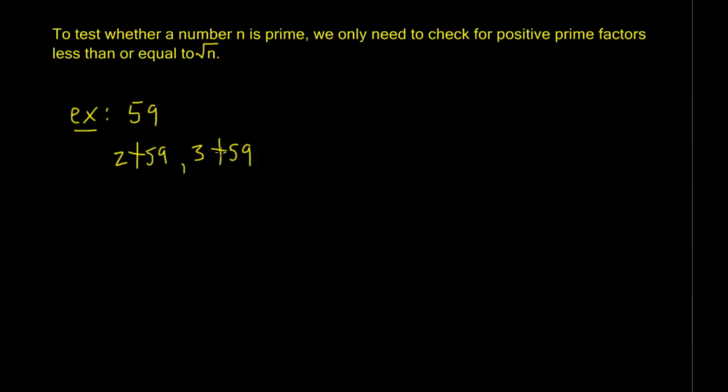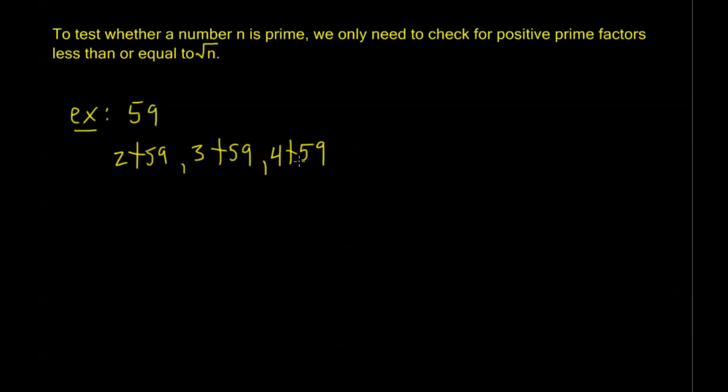And I know that because if 3 divided it, then 9 plus 5 would be divisible by 3. Hopefully you all know that trick. If you add all the digits of a number together, if that sum is divisible by 3, then the number itself is also divisible by 3. So 3 does not divide 59 because 9 plus 5 is 14. 2 doesn't divide 59, so 4 doesn't divide 59.